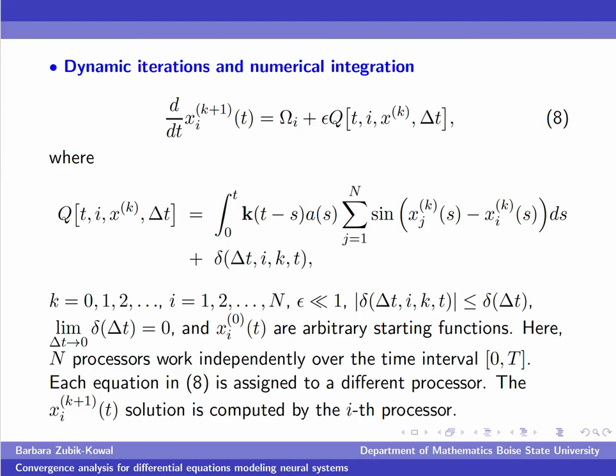And these values are defined as the sum of two components, the integral involving all iterates xk and the error denoted by the little delta. This little delta depends on the big delta. It also depends on the superscript I, the iteration index k, and time t. And it converges to 0 as the big delta t tends to 0.